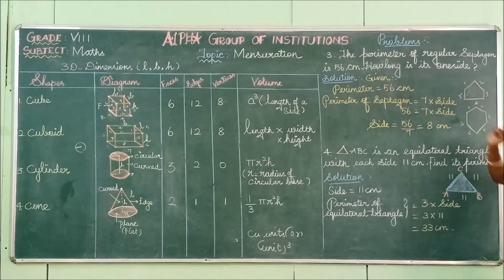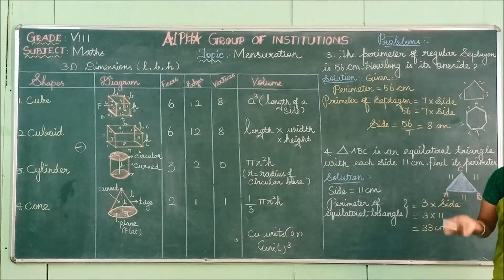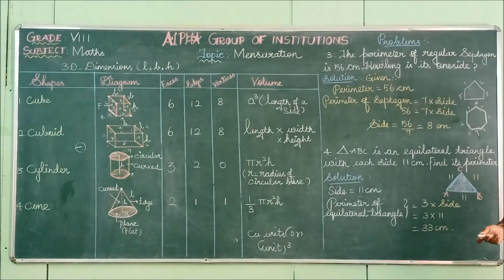Now they ask about a septagon. What do you mean by septagon? It is nothing but one more side, so we take another side: 1, 2, 3, 4, 5, 6 and 7. This is called a septagon. Then the shape with 8 sides is called an octagon, 9 sides is called a nonagon, and 10 sides is called a decagon. So in this question they asked about the septagon, and this is the shape for that septagon.